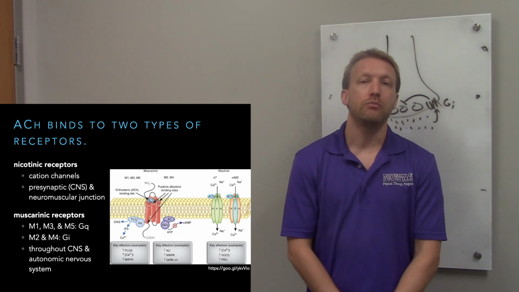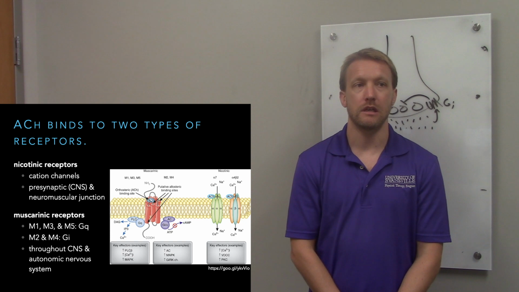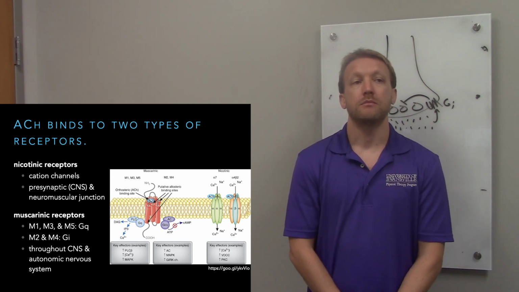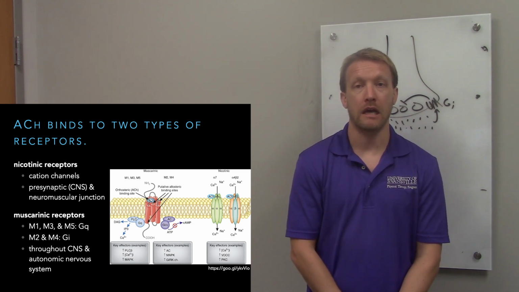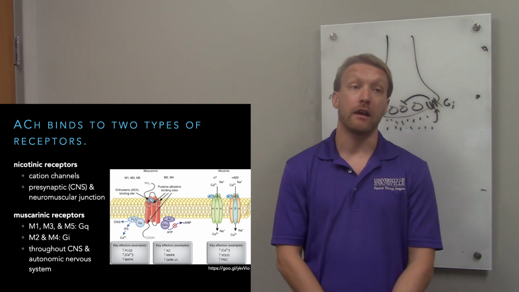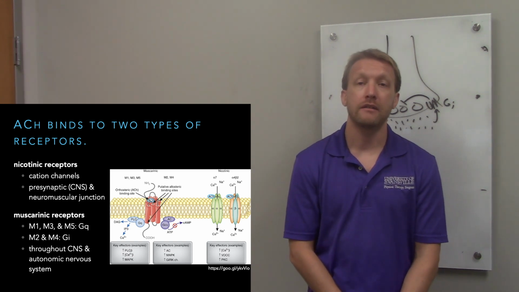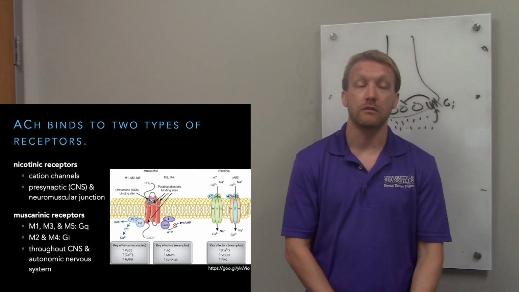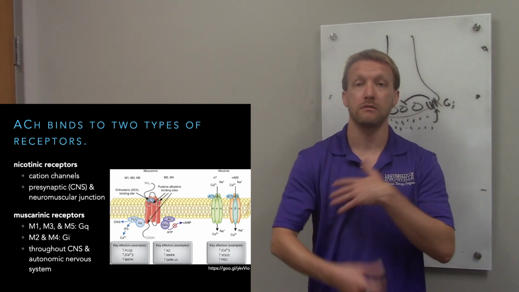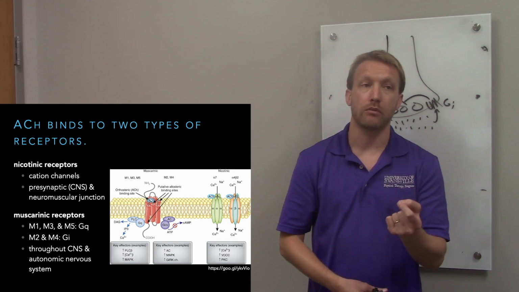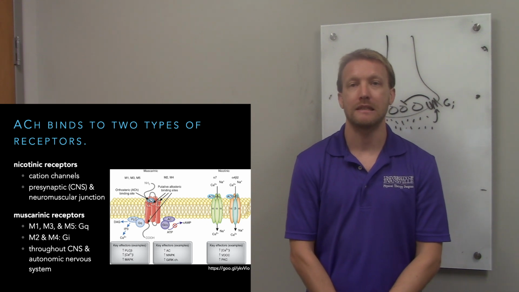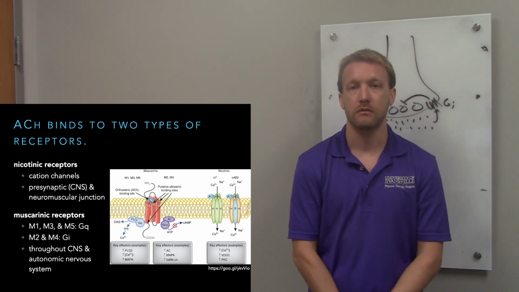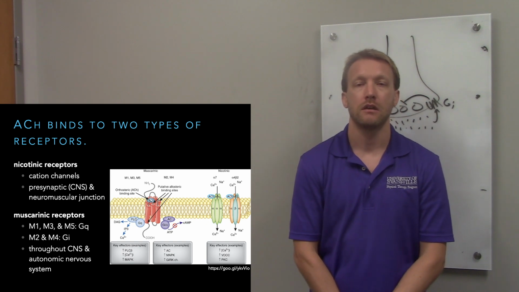Acetylcholine has two broad types of receptors. There's the ionotropic nicotinic receptors, and then there's the metabotropic muscarinic receptors. So nicotinic, ionotropic, and these are all cation channels. You find these at the neuromuscular junction, so we can depolarize muscle, move our body. You also find them in the brain. Typically they have a presynaptic location to facilitate depolarization of the presynaptic terminal, and thus neurotransmitter release.